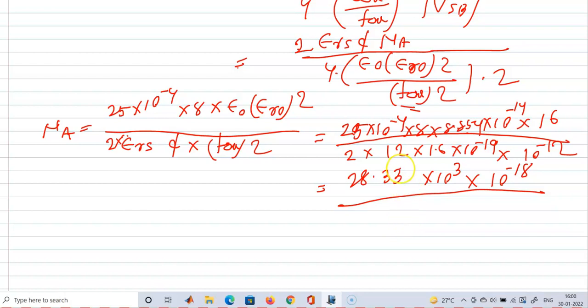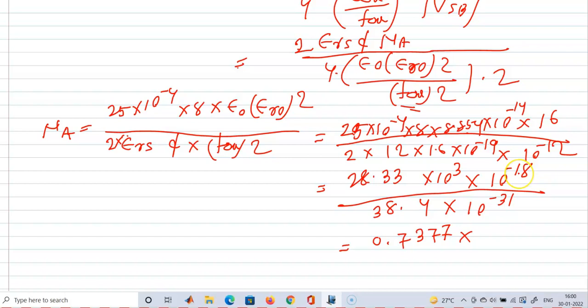In the bottom you will have 12 into 224 into 1.6. So when you multiply, 38.4 into 10 to the power minus 31. So when you divide 28 upon 38.4, you will get 0.7377 into your 10 to the power minus 18.